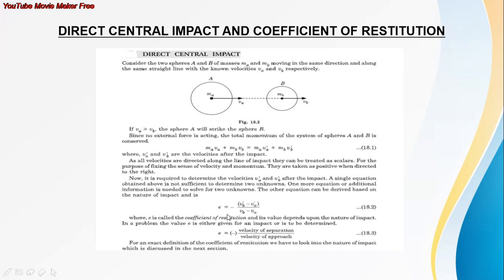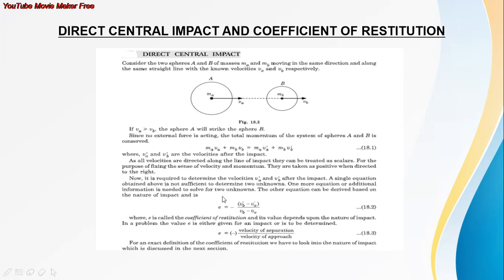So basically coefficient of restitution is equal to minus of Vb dash minus Va dash upon Vb minus Va, where Vb dash, Va dash are the velocities after impact, and Vb and Va are velocities before impact. So this coefficient of restitution has a very important role to play.